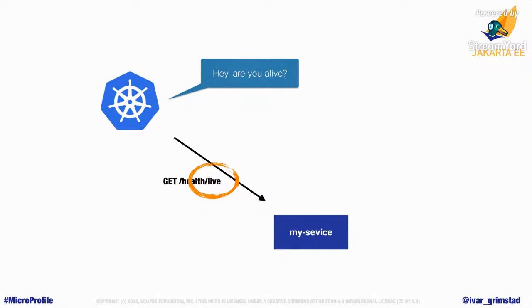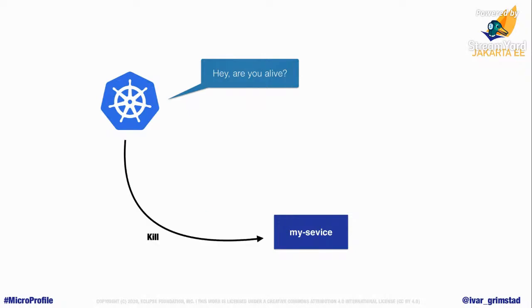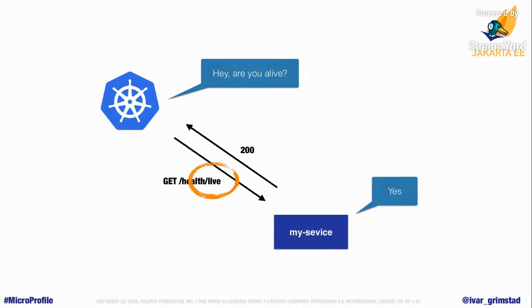And if your service doesn't answer within a reasonable amount of time, Kubernetes will kill the service because it's not up and running. So why bother spending resources on it? It's pretty important that your health checks answer pretty fast, so Kubernetes doesn't kill it. So this is a liveness probe of the health check.